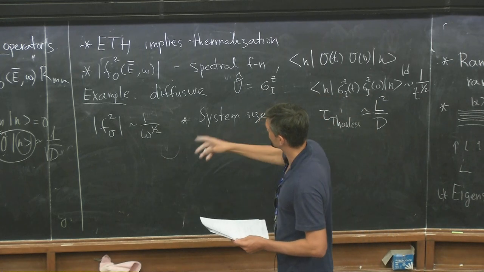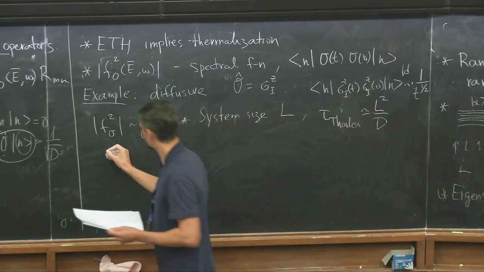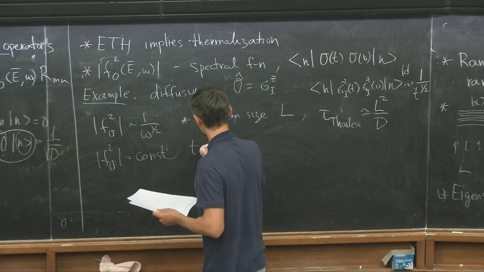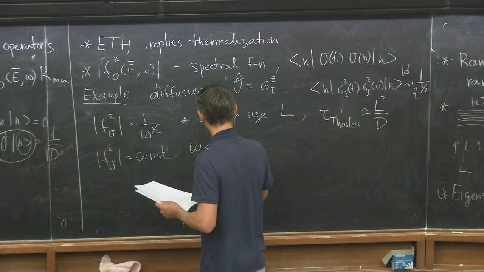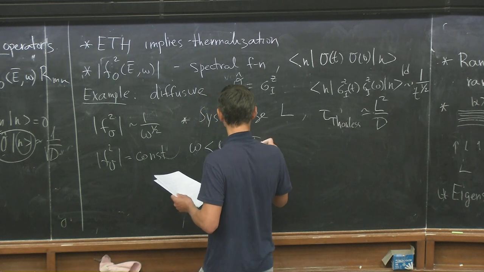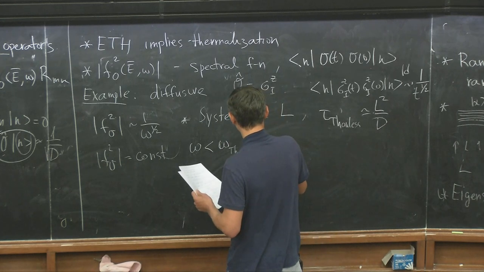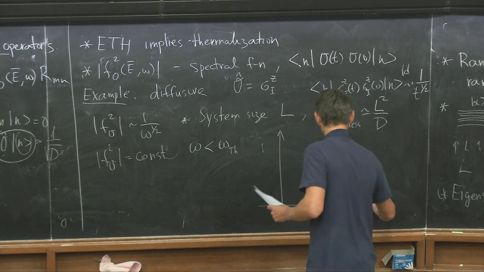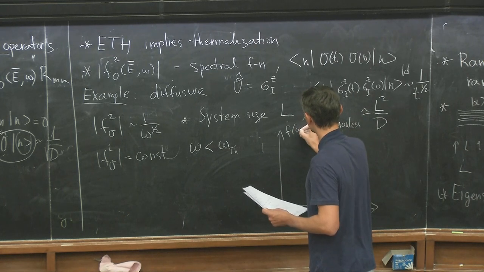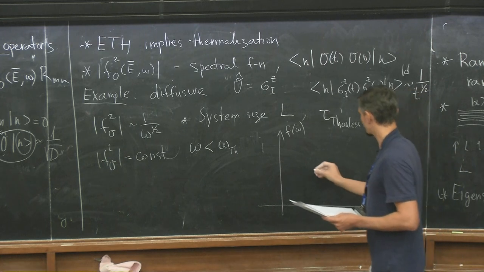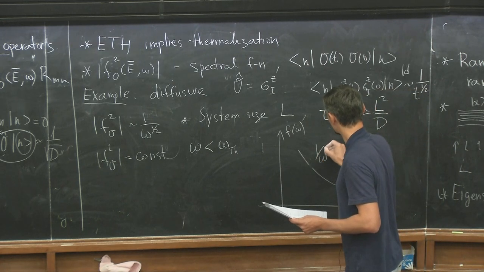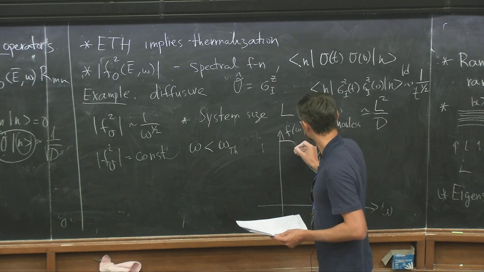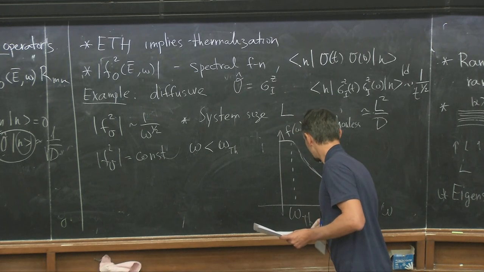And this means that after this time there isn't much happening, so f of omega would saturate, becomes approximately constant at frequencies that are below the Thouless frequency, which is the inverse of the Thouless time. And now I can sketch the behavior of this function, f of omega. We have 1 over square root omega behavior in the range where we have diffusion, then we have a saturation at the Thouless energy.